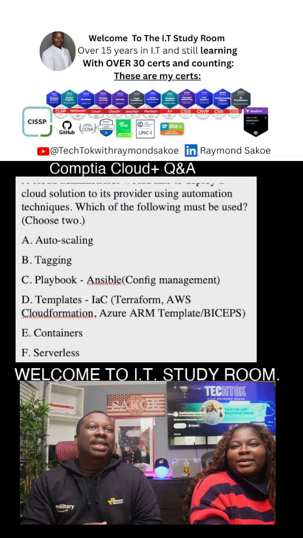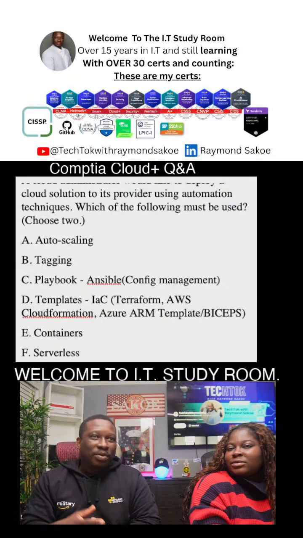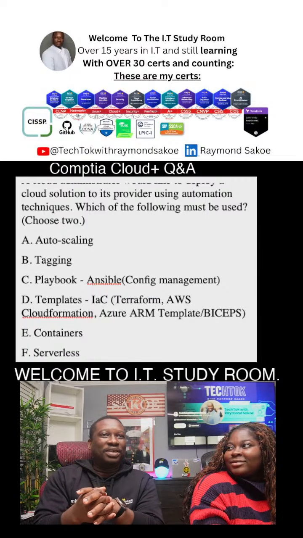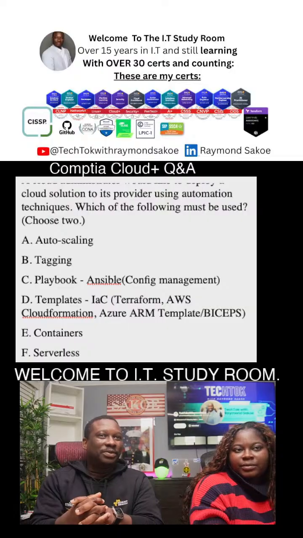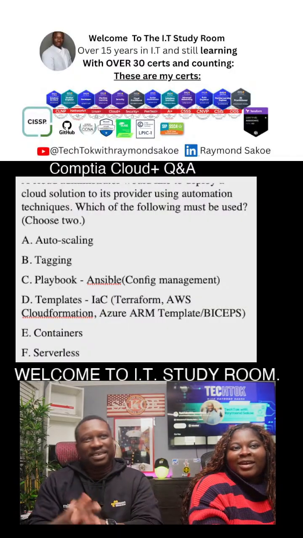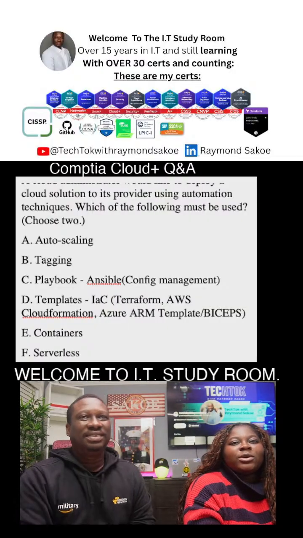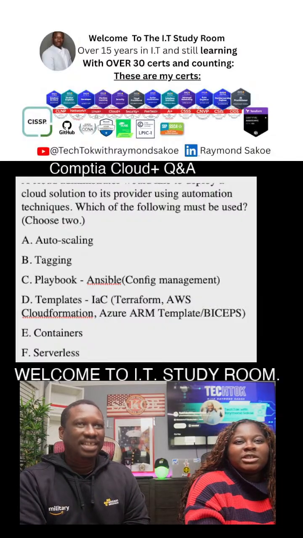Yeah, and actually that is most of the questions that you would see. Most of them are vague, especially if you have some sort of experience. You'd be like, this doesn't make sense, right? But okay, so the answer was that automation techniques was the overlooked keyword.